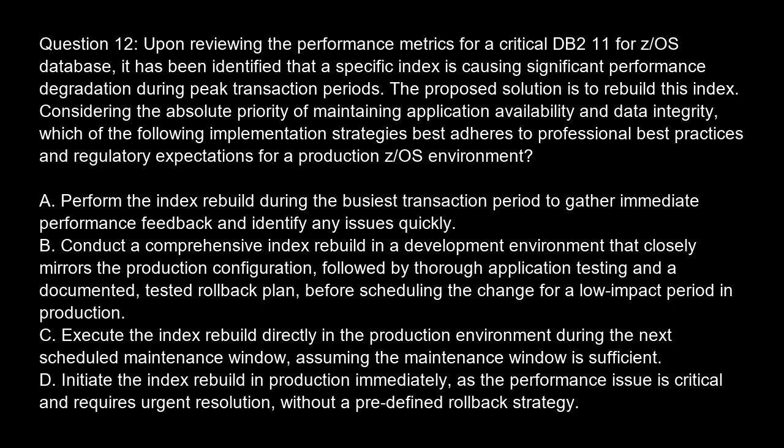Option A. Perform the index rebuild during the busiest transaction period to gather immediate performance feedback and identify any issues quickly. Option B. Conduct a comprehensive index rebuild in a development environment that closely mirrors the production configuration, followed by thorough application testing and a documented, tested rollback plan before scheduling the change for a low-impact period in production. Option C. Execute the index rebuild directly in the production environment during the next scheduled maintenance window, assuming the maintenance window is sufficient. Option D. Initiate the index rebuild in production immediately, as the performance issue is critical and requires urgent resolution, without a predefined rollback strategy.